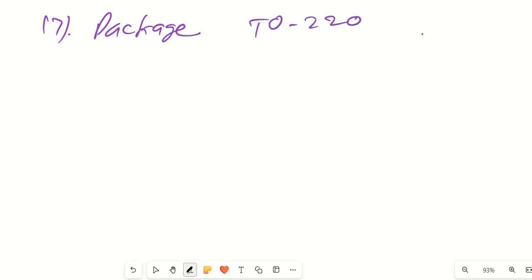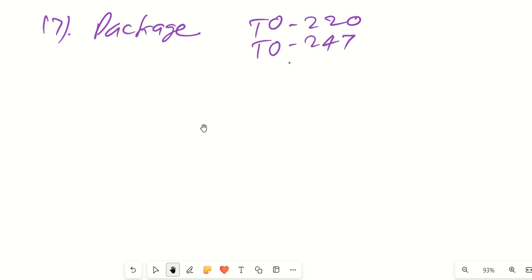Then another very important parameter is going to be the package. For an IGBT, you can always go ahead with TO220 packages or TO247 packages. Okay, so these are the packages that you can go ahead with. For high end applications, like railway applications and all, we have a little bit different package which is of a bigger size.